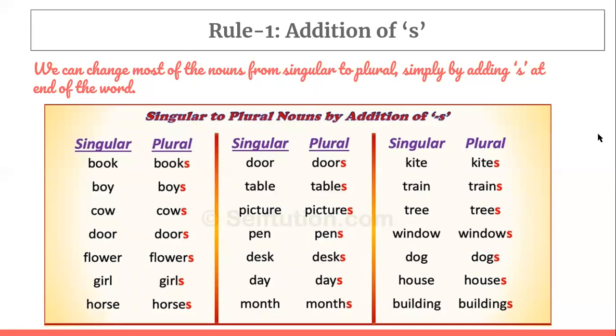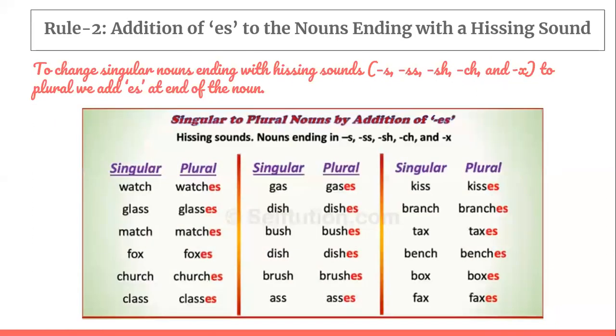Book, books, pen, pens, tree, trees, kite, kites, month, months, girl, girls, horse, horses. You can see these words by just adding an s at the end of the word has become plural. So, this is the first and the easiest rule. That is by adding an s at the end of the word.